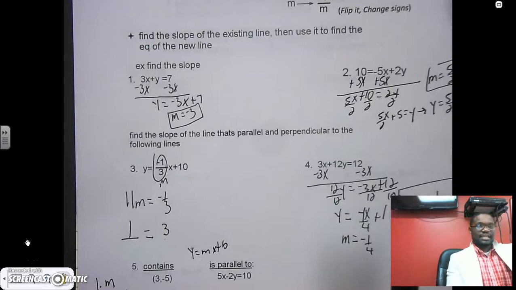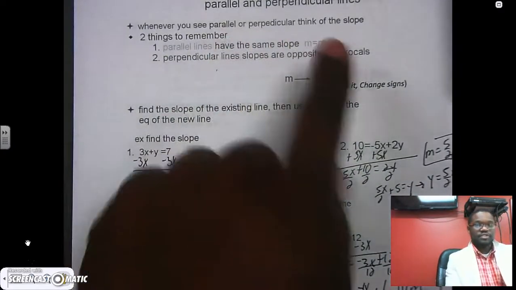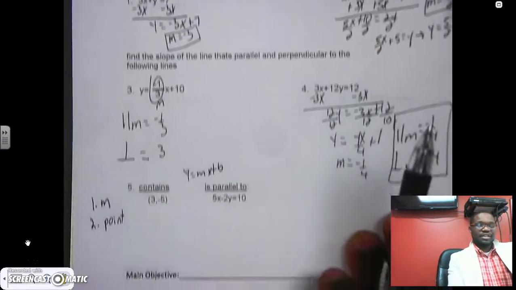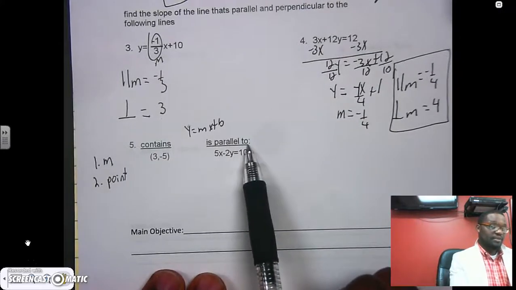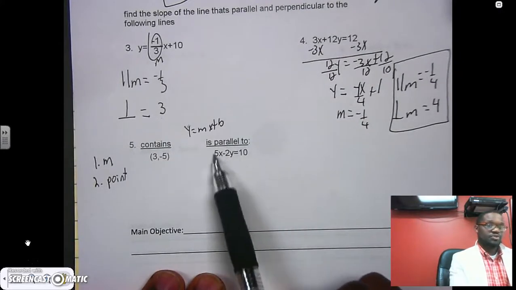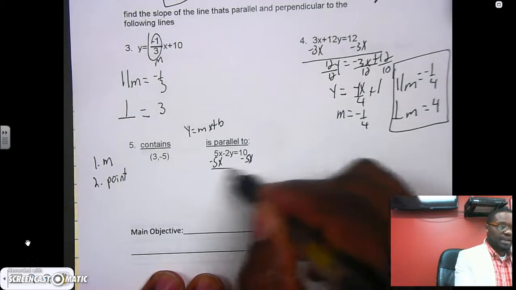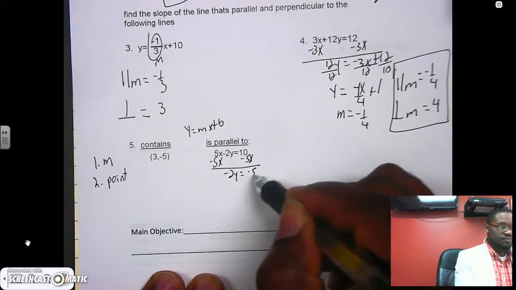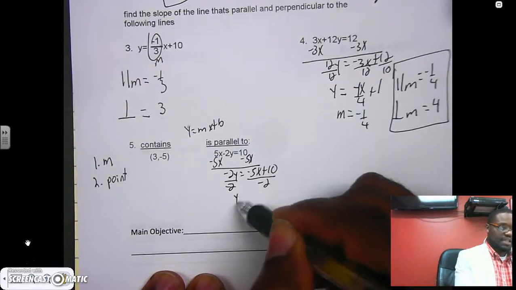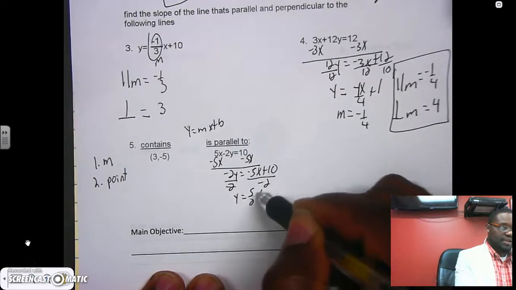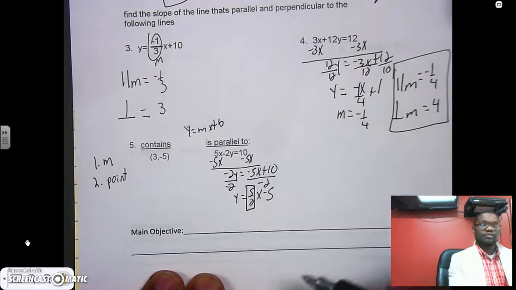Remember earlier I said that whenever you see parallel and perpendicular, think of the slope. In other words, they're basically trying to tell you the slope of this line. All you need to do is understand that if they say parallel, you use the exact same slope that you see here. So, in order for me to see the slope, I have to put it in the form where I can. So, I'm going to do that. Divide everything by -2, and I get 5 over 2x minus 5, which tells me that the slope of my original line is 5 over 2.